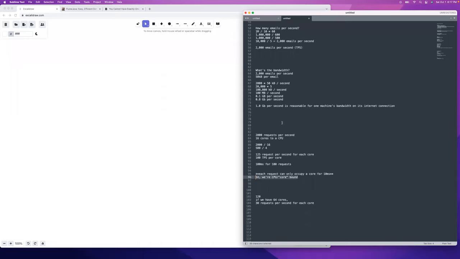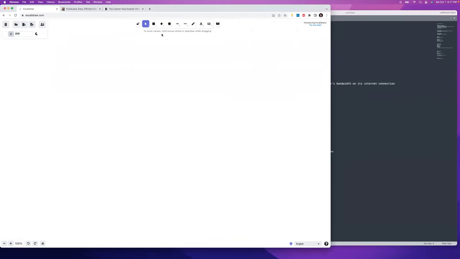So I don't think we can actually get away with one machine. I think we're likely going to need probably 10. I think 100 milliseconds per request is probably reasonable. And so then that would be at least 10 machines. All right, let's go ahead and hop into the diagrams now.